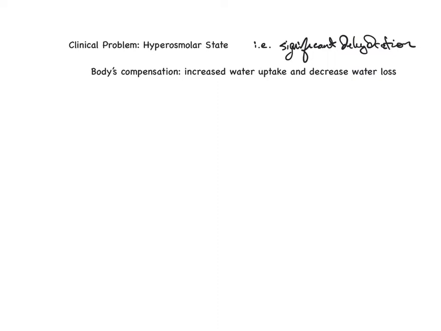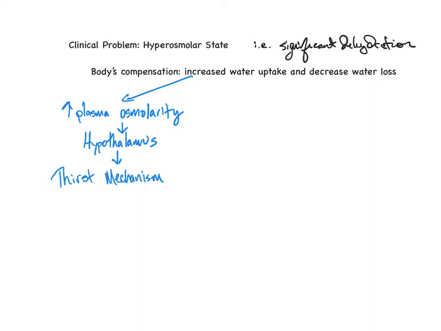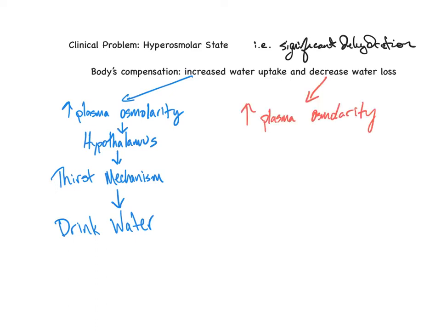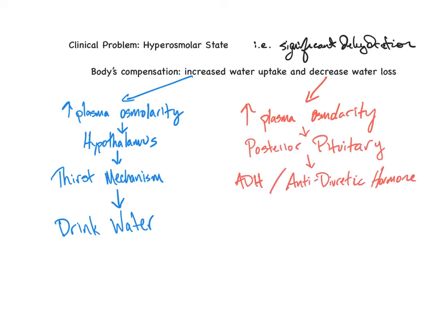Osmolar receptors within the hypothalamus are activated when they sense an increase in plasma osmolarity. This is a powerful stimulus to tell the body to drink more water. The body decreases its water loss through a hormone known as ADH, or antidiuretic hormone, or vasopressin. This hormone is released from the posterior pituitary gland and acts to conserve water. It acts primarily on the distal tubule and the collecting duct.